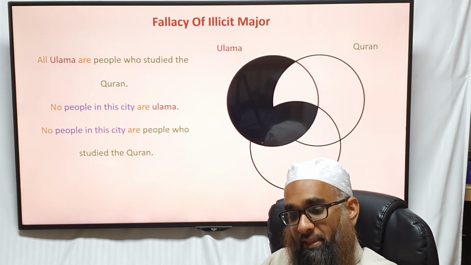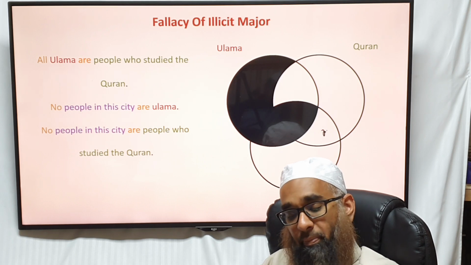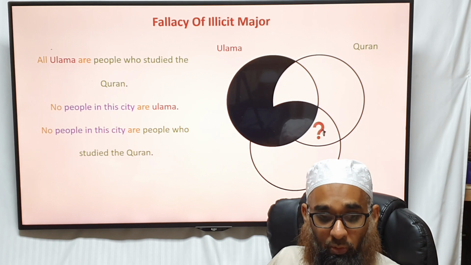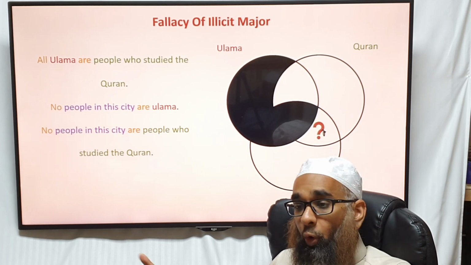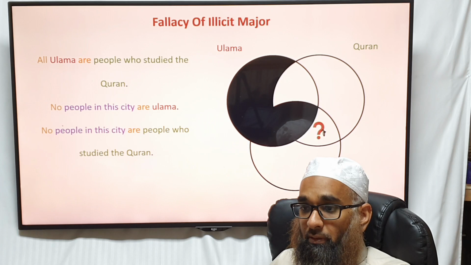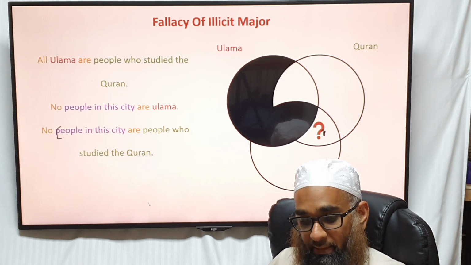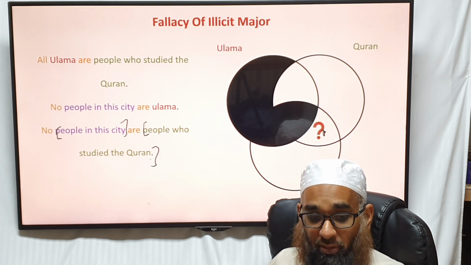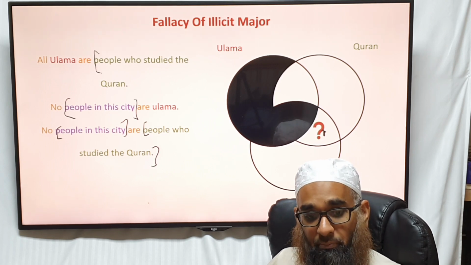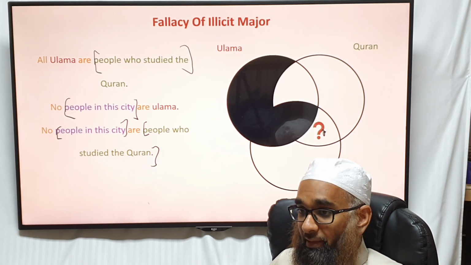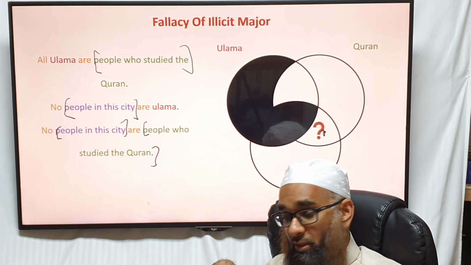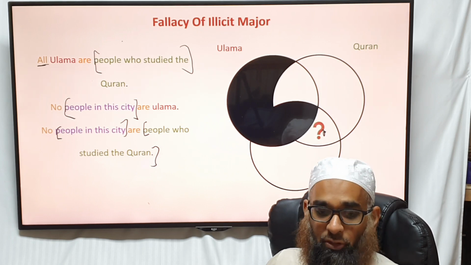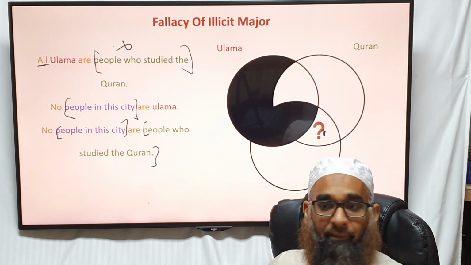No. From the table you can see, because it could be someone in this category. And why is it not working here? Because look, we have all ulama. In the conclusion, with the E proposition, what's distributed? Both. So both must be distributed in the premise, correct? Because both are distributed in the conclusion, both must be distributed in the premise. And an A proposition, all, is not distributed. So therefore, the conclusion will not be correct.